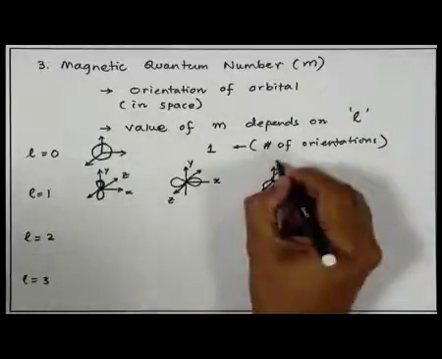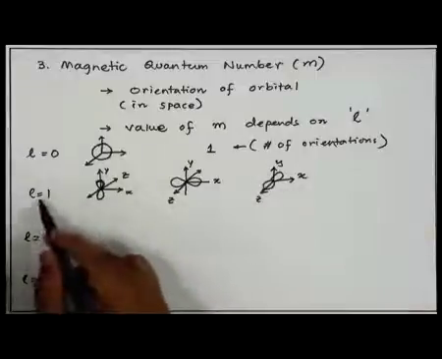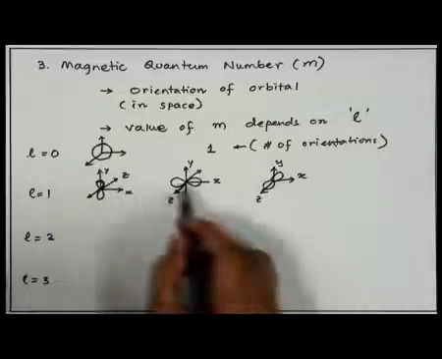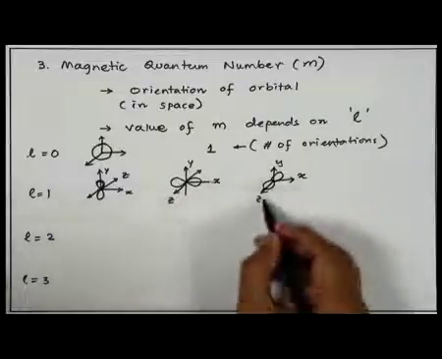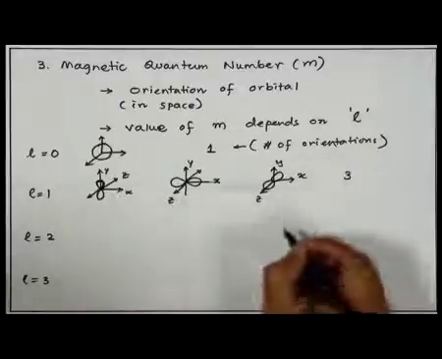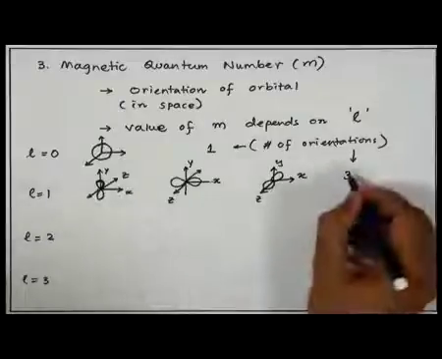So, you saw I can orient this p orbital in 3 different ways, either along the y axis, or along the x axis, or along the z axis. So, I now have 3 orientations. The number of orientations for a p orbital is 3.